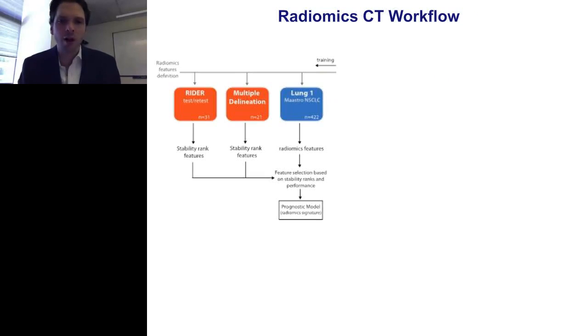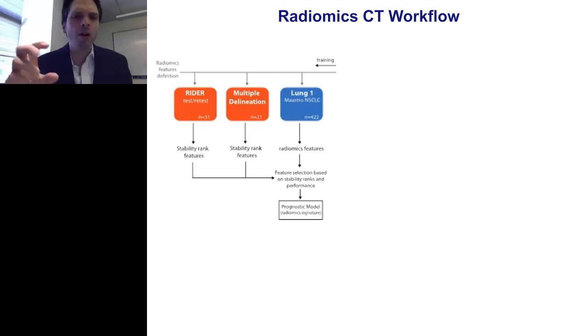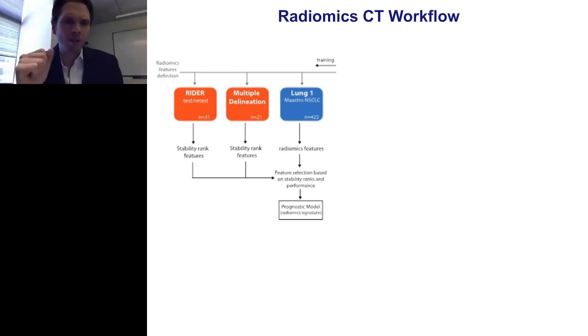So what we then did is perform a relatively complex setup where we defined 440 radiomics features. Then we used the test-retest described before to define a stability rank, so we ranked each feature by how stable it was. Then we also had multiple delineations where we assessed stability for delineation, and we had a similar stability rank there. And then we had the Lung 1 data set, a training cohort of 422 patients, where we also had prognostic survival outcome. So using a relatively simple setup, we built a prognostic signature, incorporating the stability ranks and developing it based on this Lung 1 cohort.